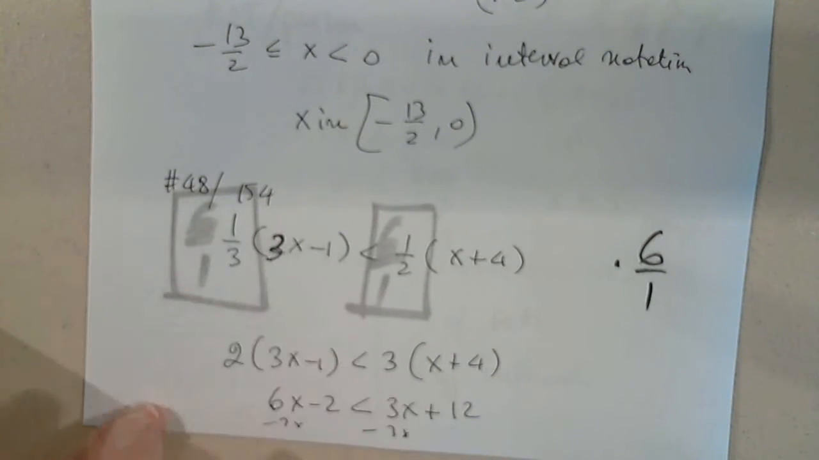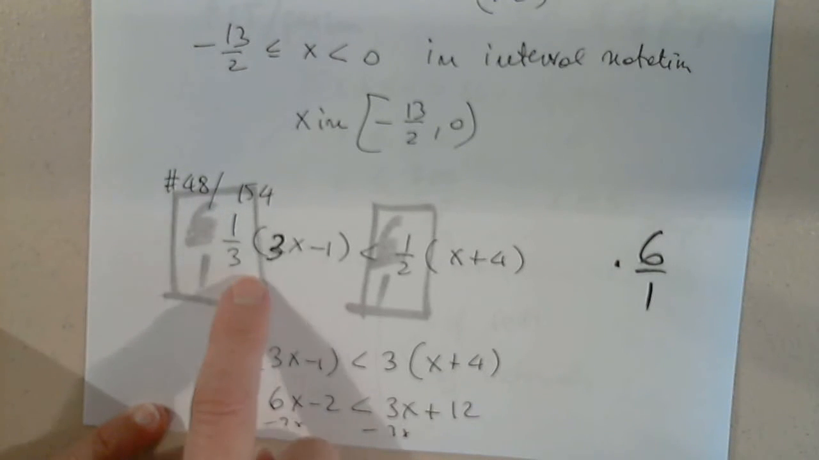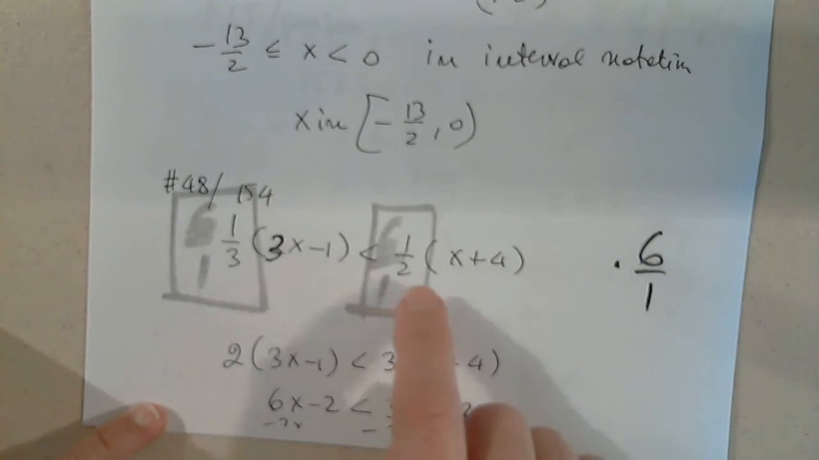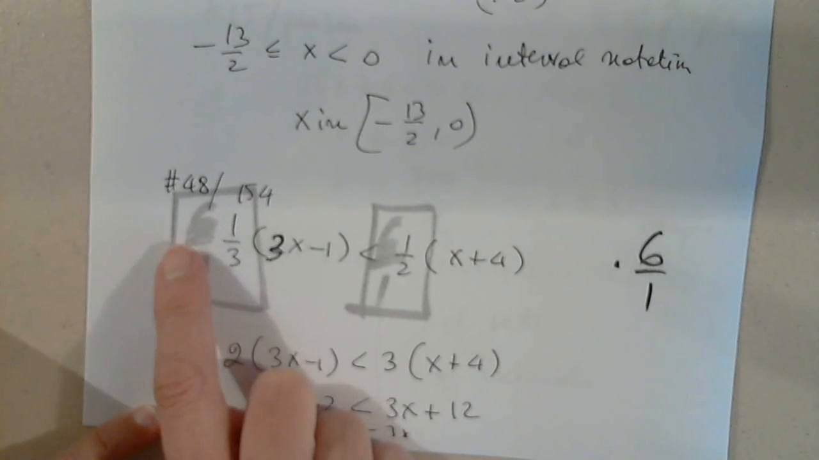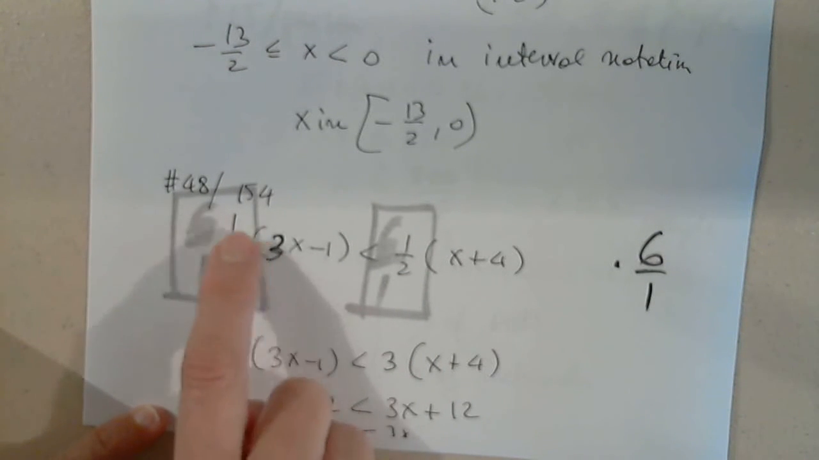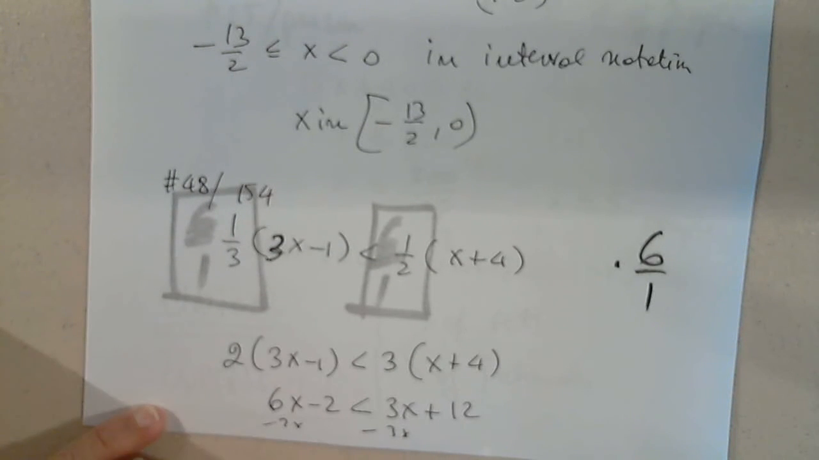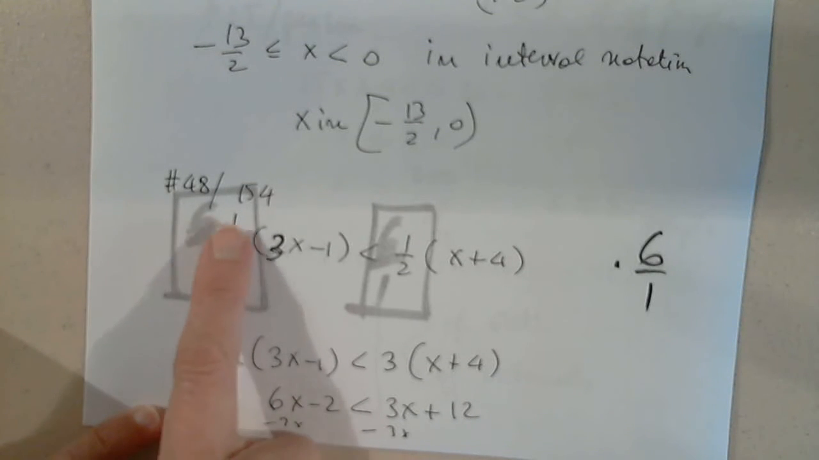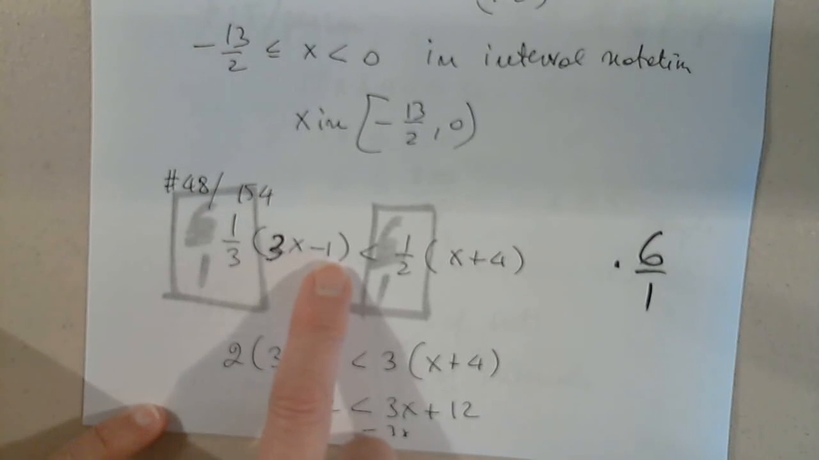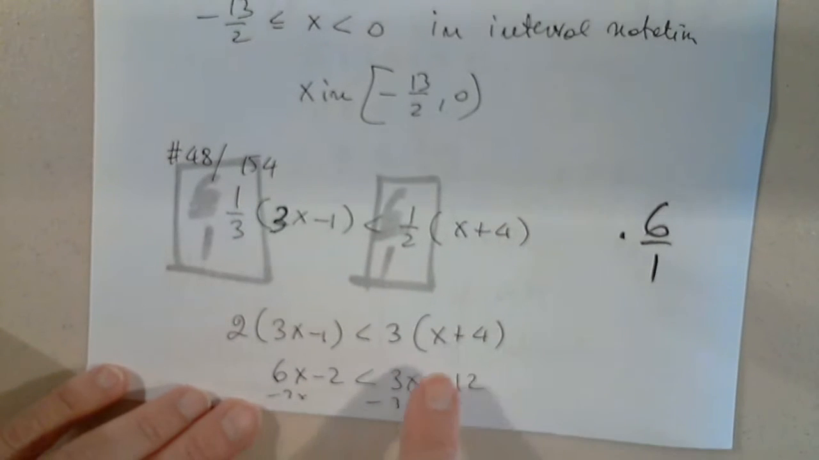So multiplying the left-hand side by 6, 6 over 1 times 1 over 3 is 2. The right-hand side, 6 over 1 times 1 over 2 is 3. We do not multiply 6 inside. We only multiply it outside because multiplication is commutative and associative. This times this will give us an answer, and that answer will be distributed inside. The same thing on the other side.